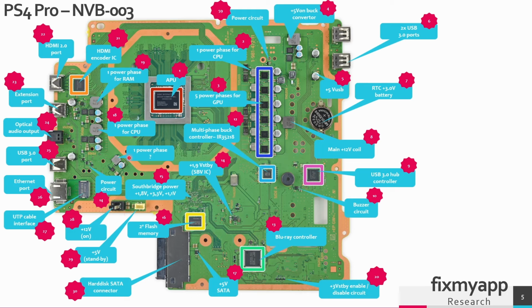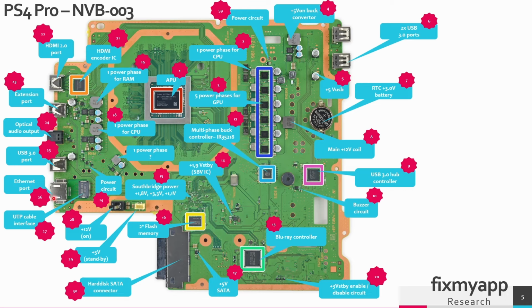This is also a power phase. I do not know what it is used for, because on mainboard NVB003 this power phase is missing. In this location there is also some power circuit going on, maybe some enabling circuit. I don't know exactly what it's used for, but if you see this combination of components, it is some enabling or disabling circuit.